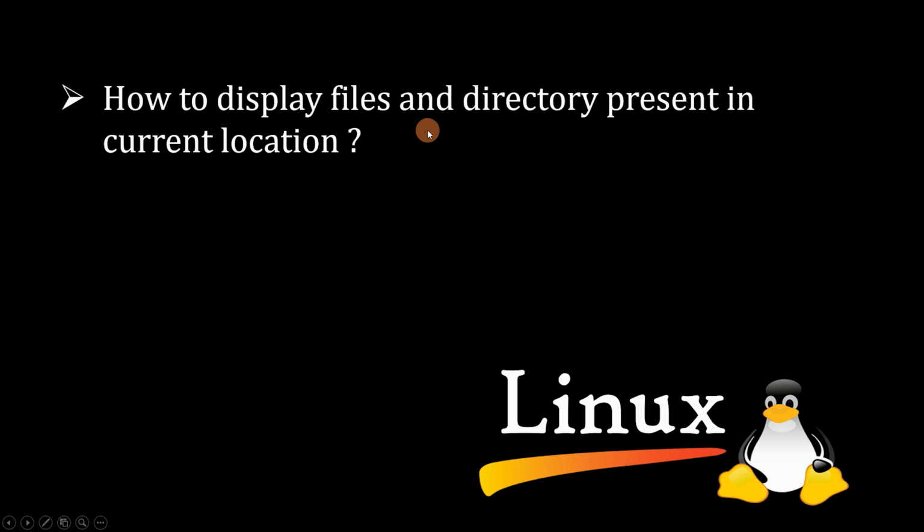How to display files and directories present in the current location. It simply means, suppose we are in any particular directory or location, and we want to see all the files and directories present under that location. For that the command will be ls or ls -lt. ls will list all the things, but ls -lt will list with more details.